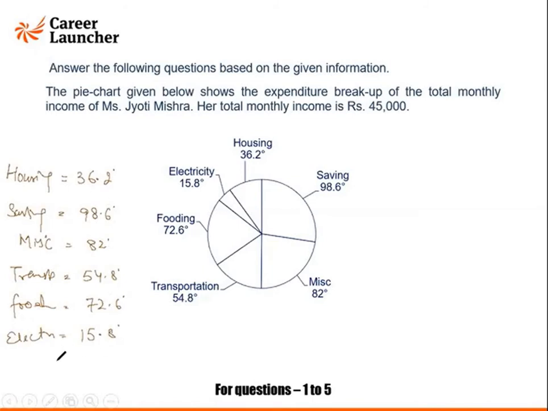I'm writing these values on the line because in the next slide I will not have the table in front of me. So this pie chart will be in front of you, and you need to answer the questions by just looking at these values, and you understand the total amount that the person has spent is 45,000.